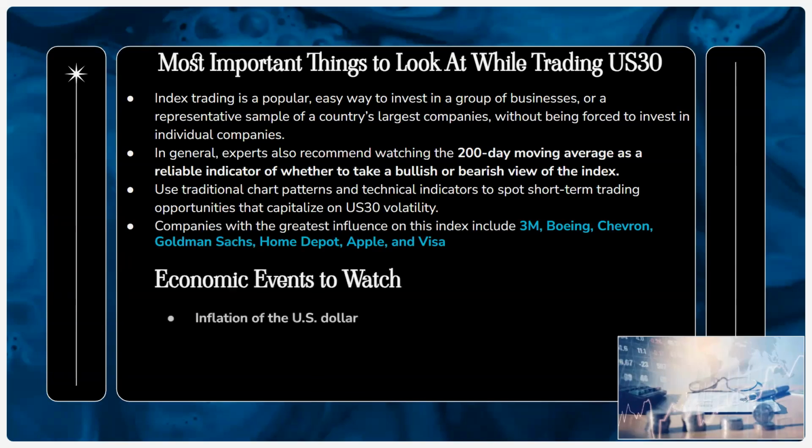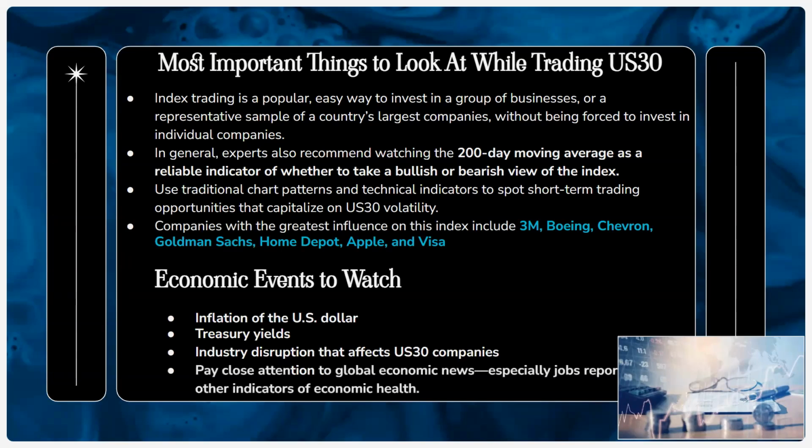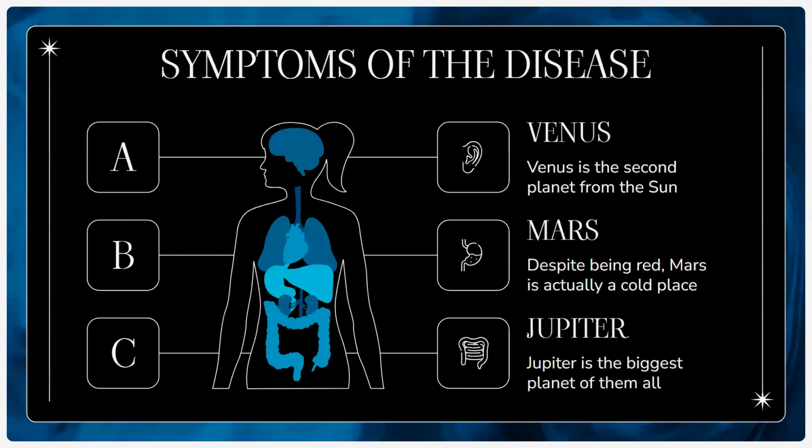Economic events to watch: inflation of the US dollar, treasury yields, and industry disruption that affects US 30 companies, like going to war, or a terrorist doing something like 9/11. These things will really hurt our companies because people aren't going to be out buying. People are going to be home scared. Pay close attention to global economic news, especially job reports and other indicators of economic health.